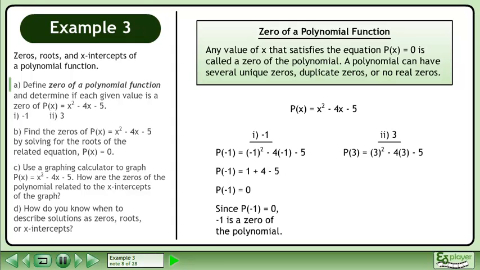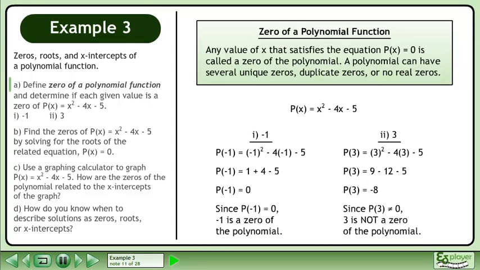Now we'll test if 3 is a 0 of the polynomial. Replace the function input with 3. Simplify to get 9 minus 12 minus 5. Complete the calculation to get -8. Since p at 3 does not equal 0, 3 is not a 0 of the polynomial.